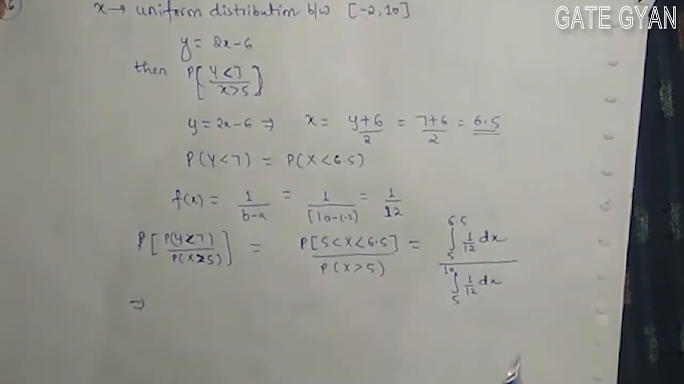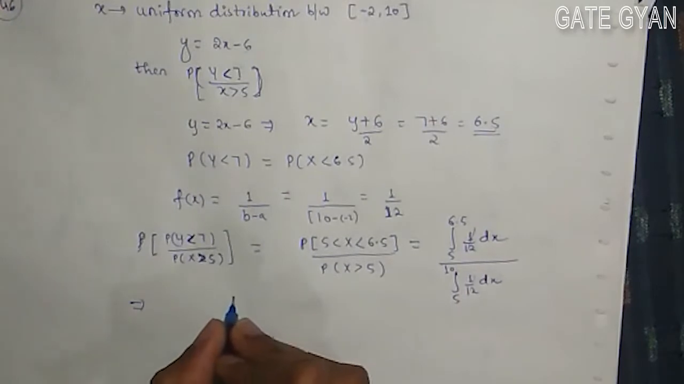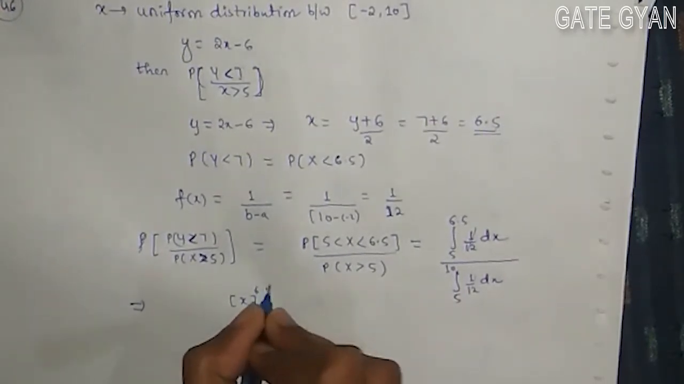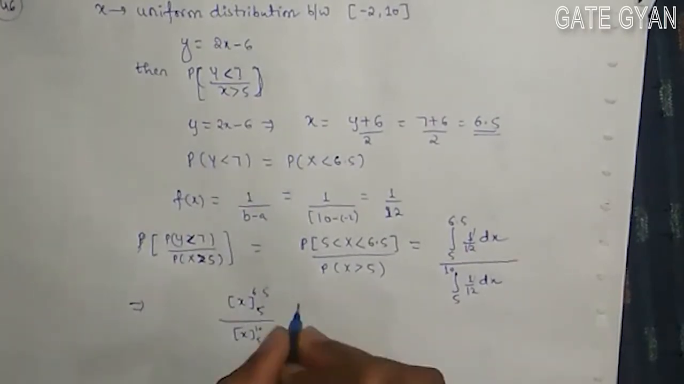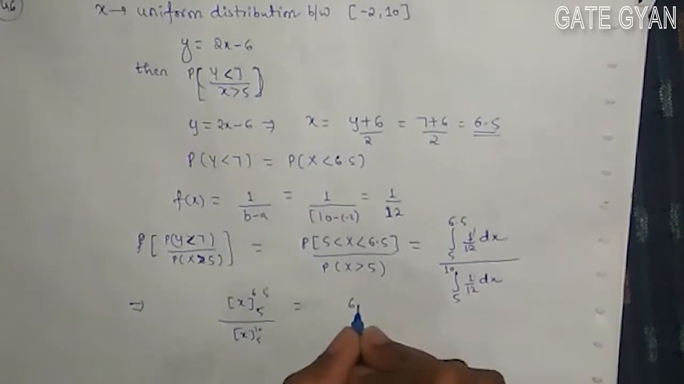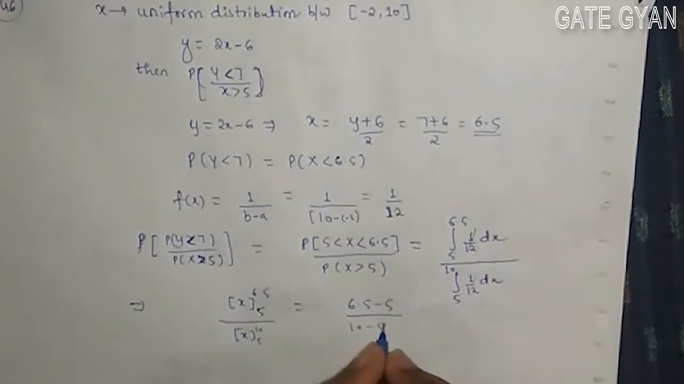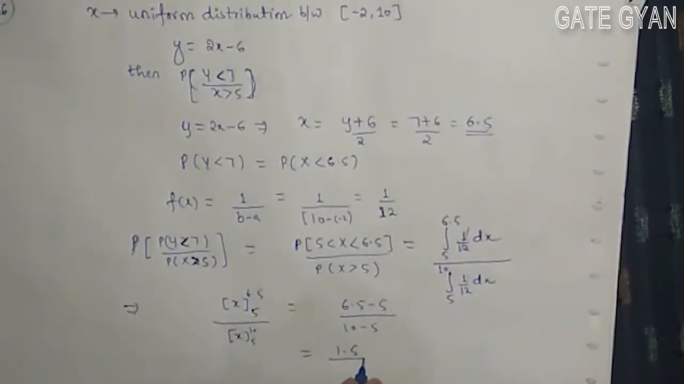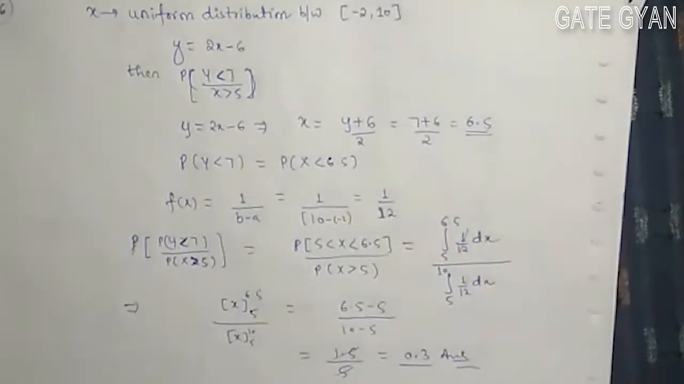So how is this going to be like? 1 by 12 will get cancelled. So this is going to be x between 5 and 6.5 divided by x between 5 and 10, and this is going to be (6.5 minus 5) divided by (10 minus 5), which implies 1.5 divided by 5, that is going to be equal to 0.3. So our answer is 0.3.